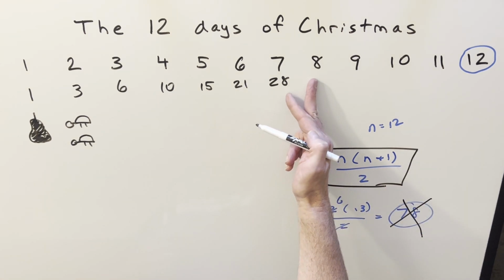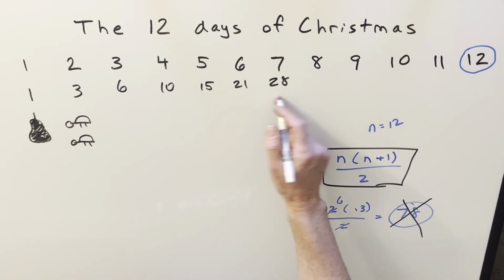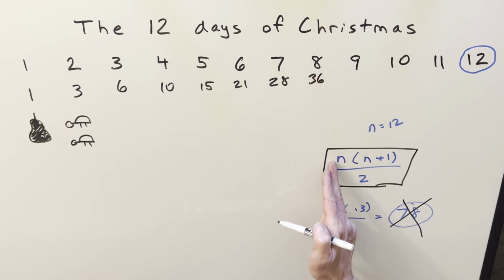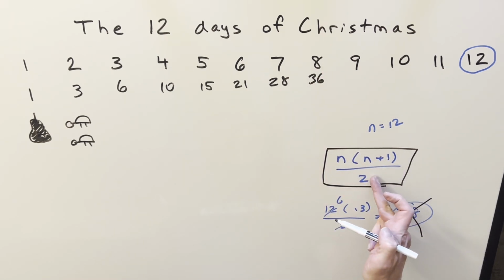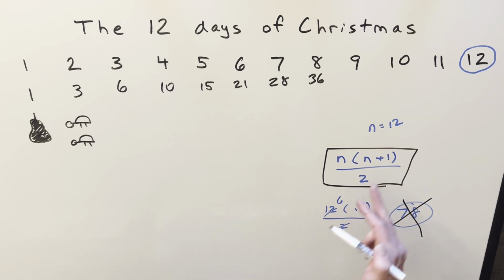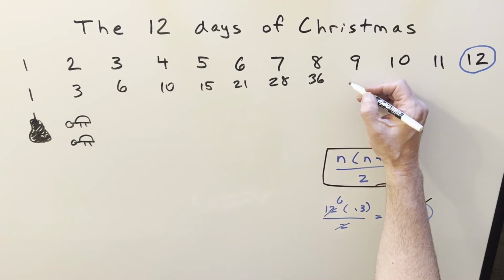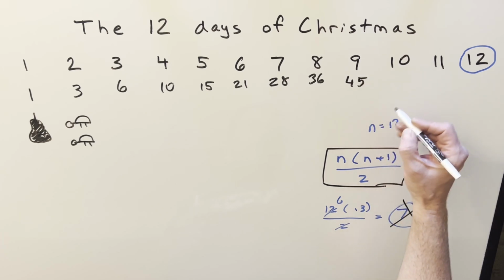So like on the 8th day of Christmas, they get 28 plus 8, 36. But 36 is going to be 8 times 9 divided by 2. So if you check it, you'll notice this formula works with the n value being each of these. And so we can just fill in our chart with all the rest of the values.